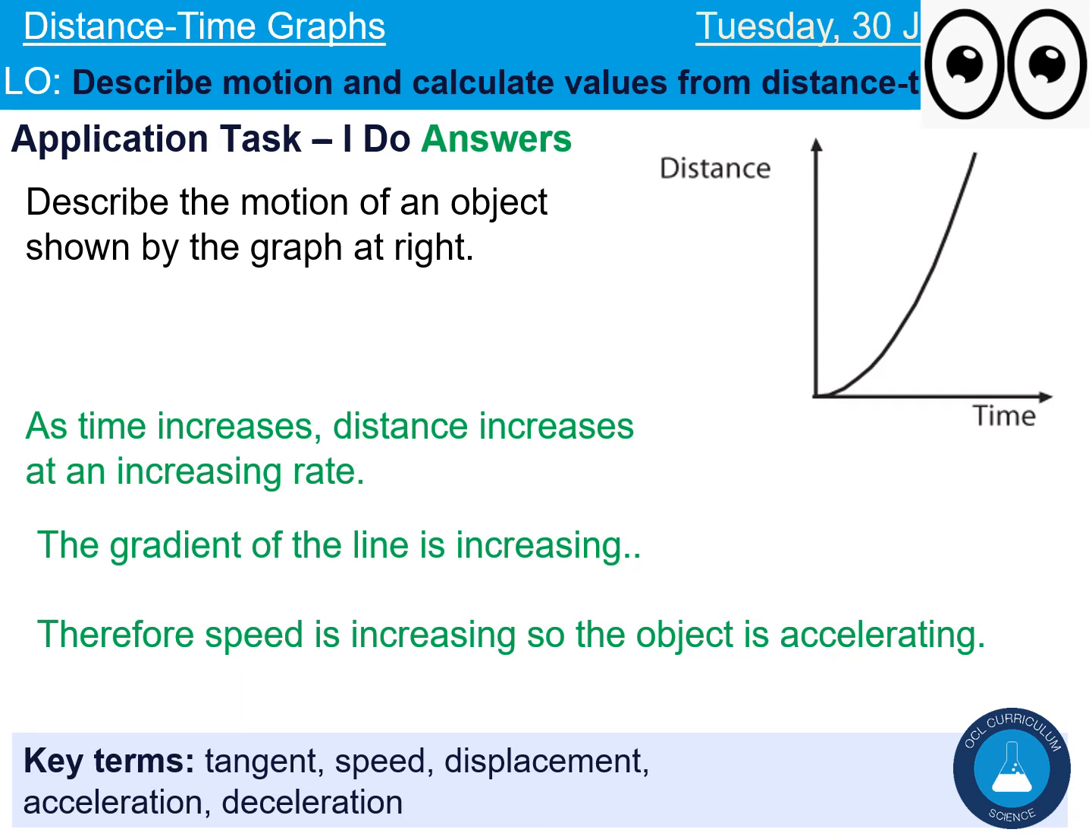Now we can tell that the gradient is increasing because the line is becoming more steep over time. Remember, if the gradient is changing, then the speed is changing. As this gradient is getting steeper, the speed is increasing, so the object is accelerating.